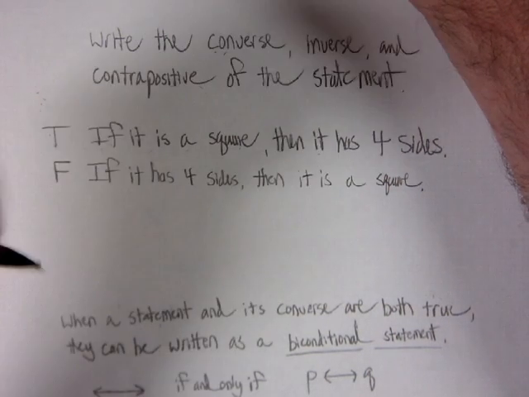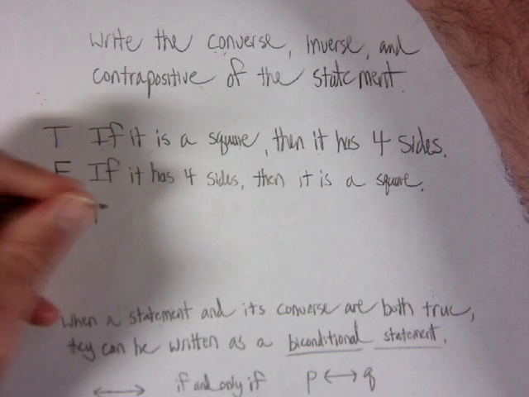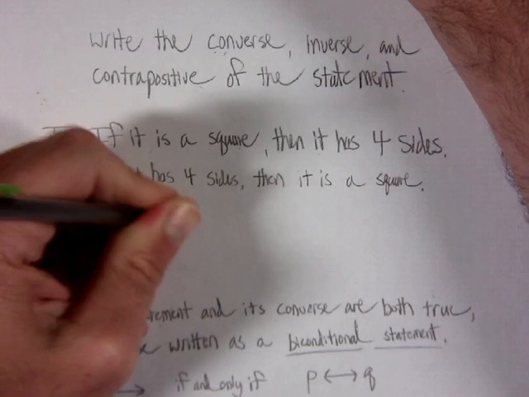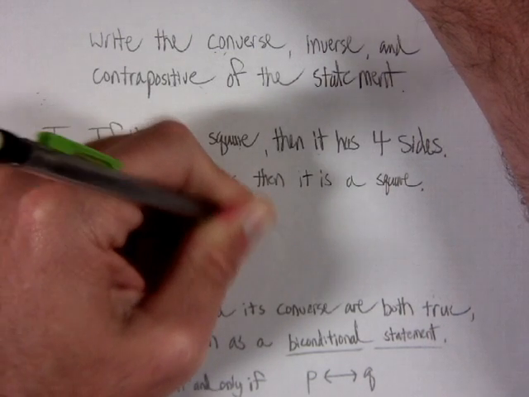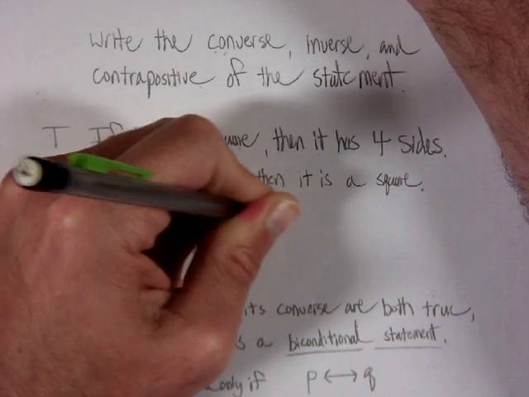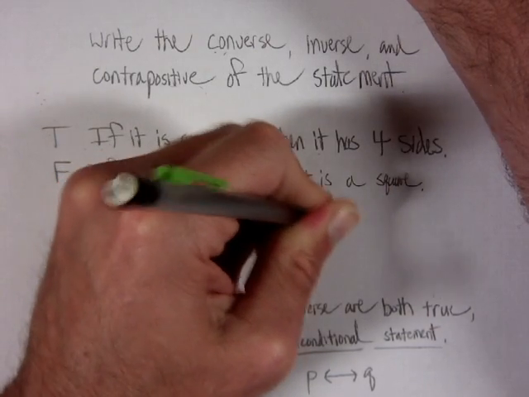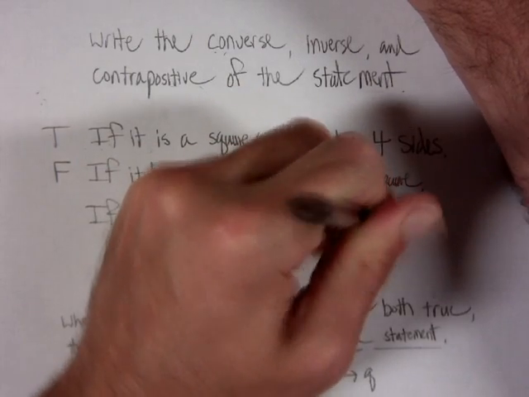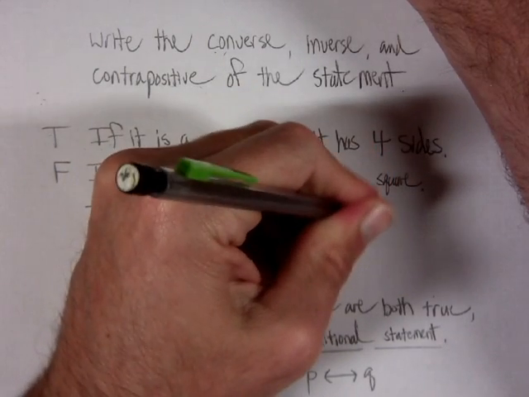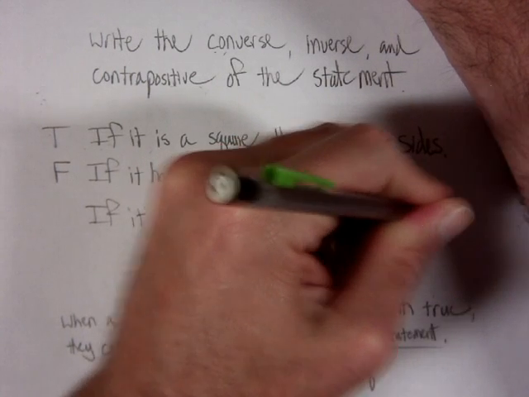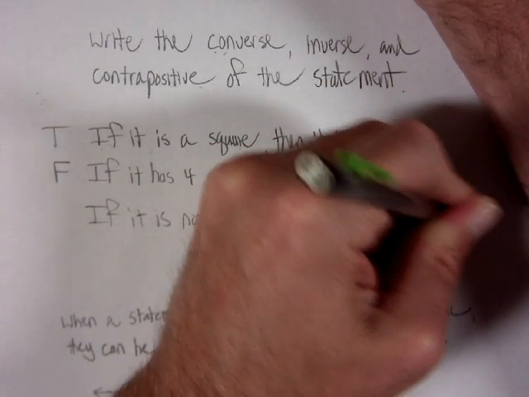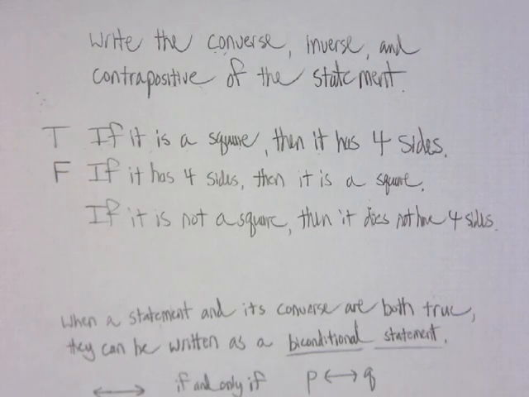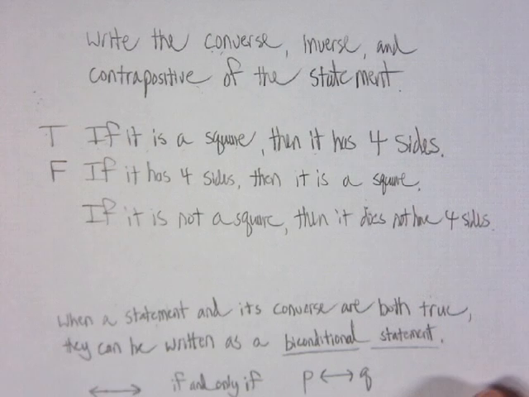So the inverse would be if it is not a square, then it does not have 4 sides. Okay? If it is not a square, then it does not have 4 sides.